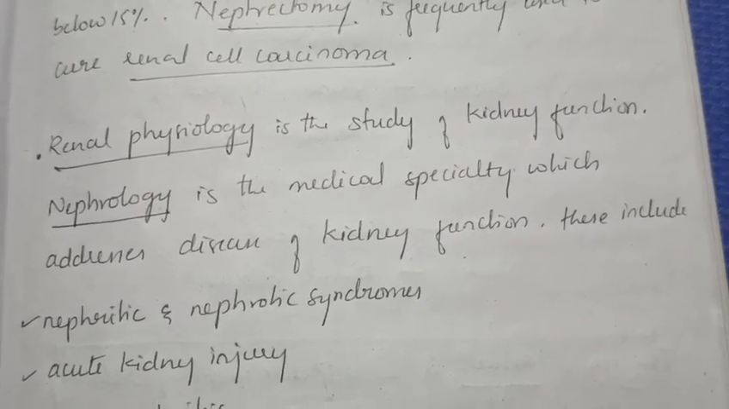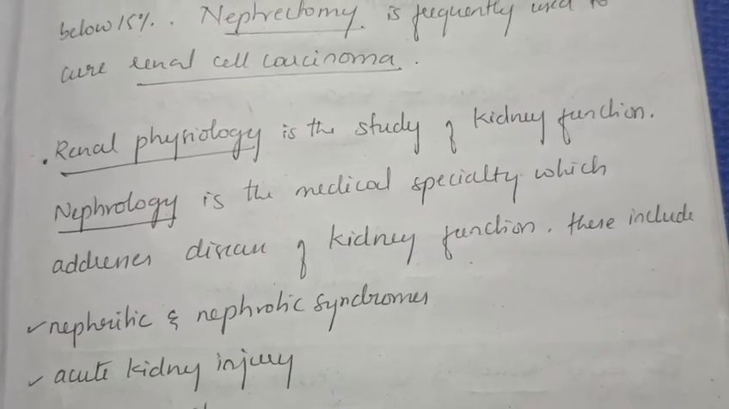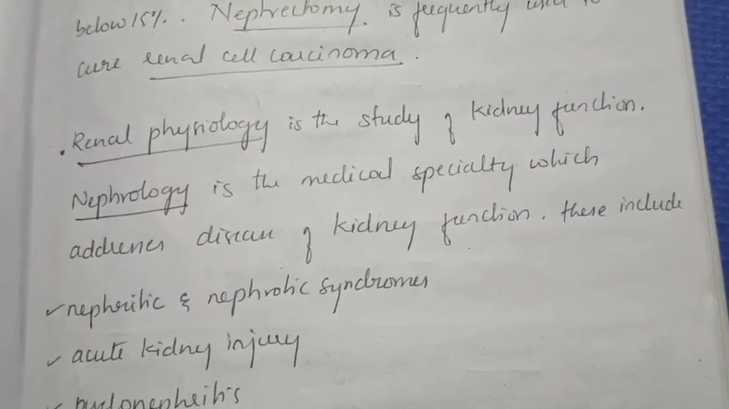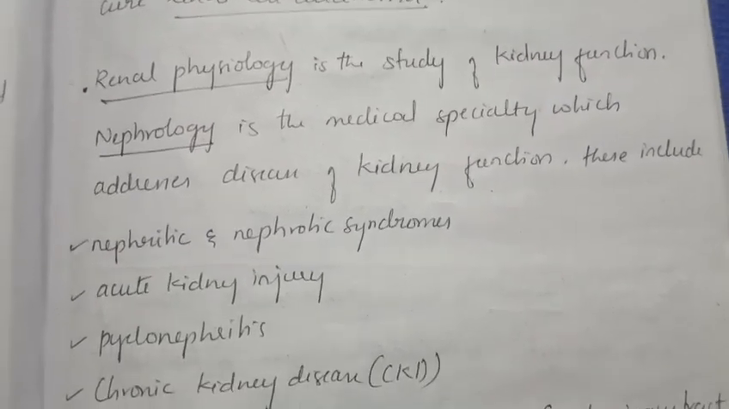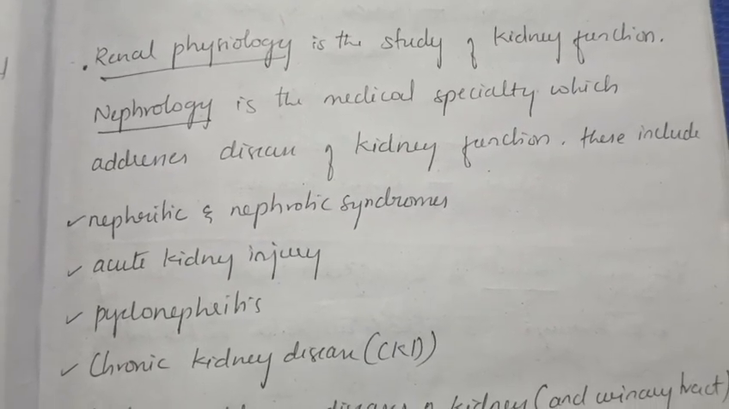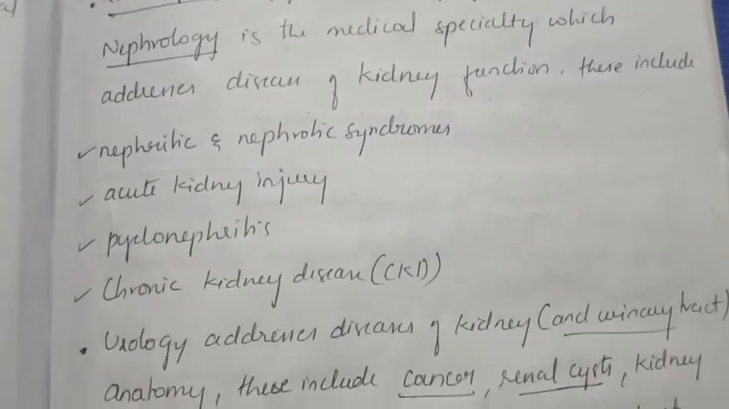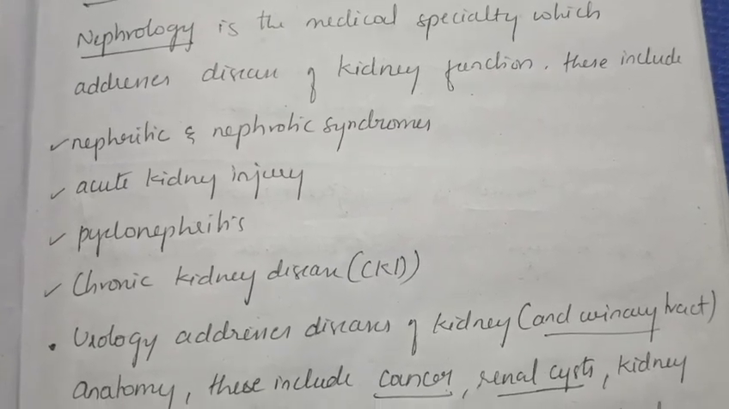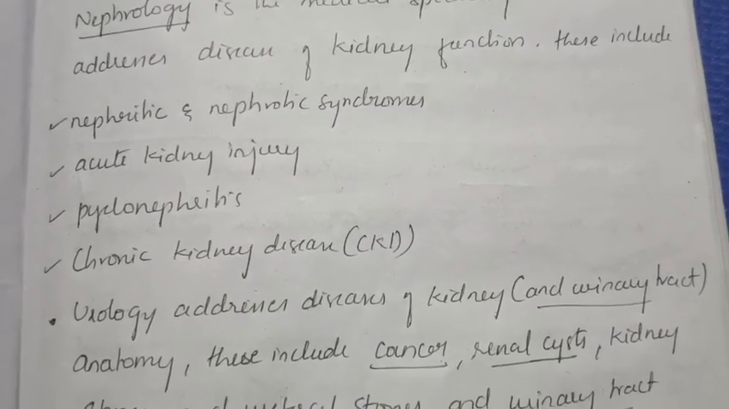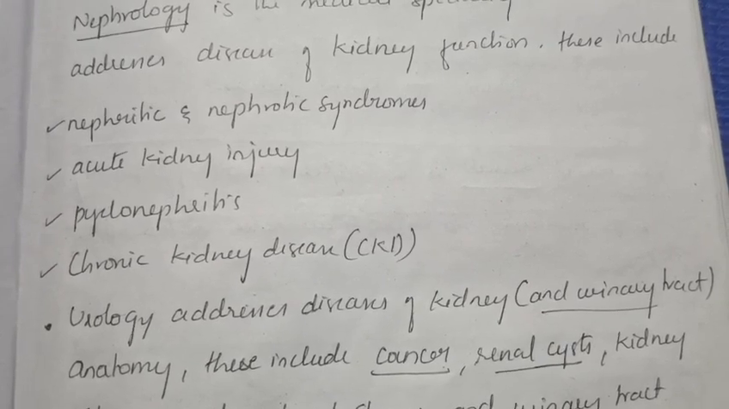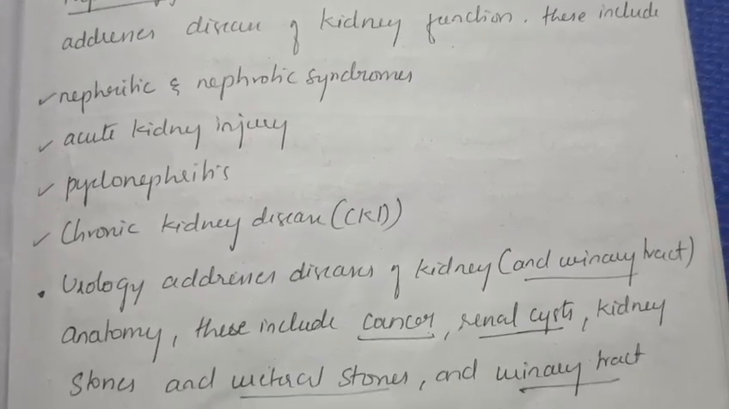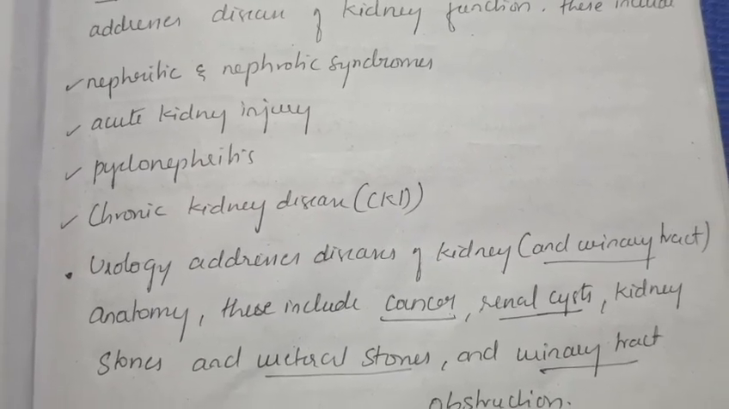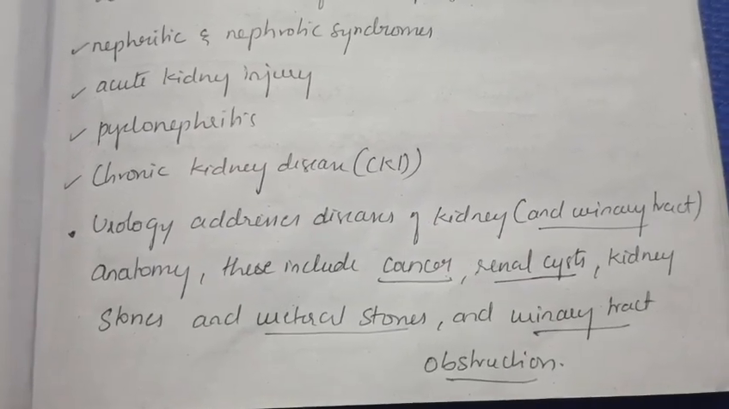Nephrology is the medical specialty which addresses diseases of kidney function. These include nephritic and nephrotic syndromes, acute kidney injury, and chronic kidney disease. Urology addresses diseases of the kidney and urinary tract. These include cancer, renal cyst, kidney stones, ureteral stones, and urinary tract obstruction.